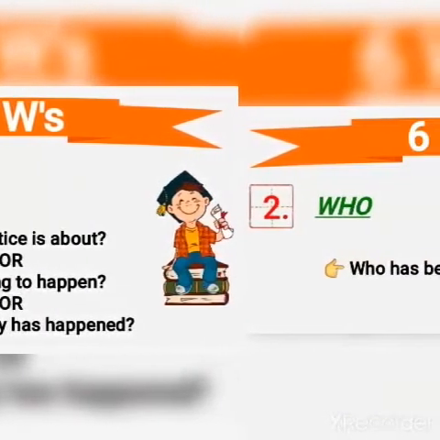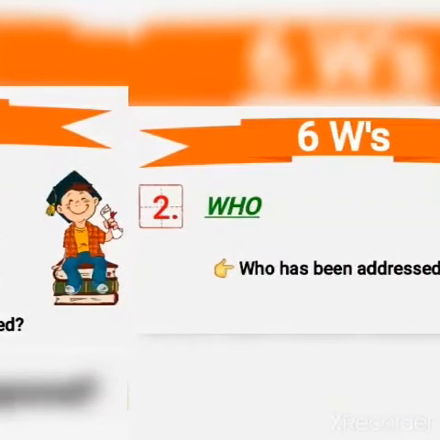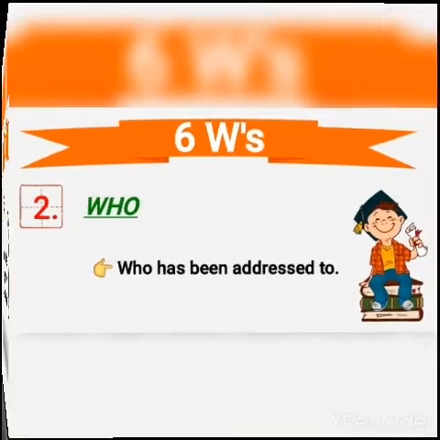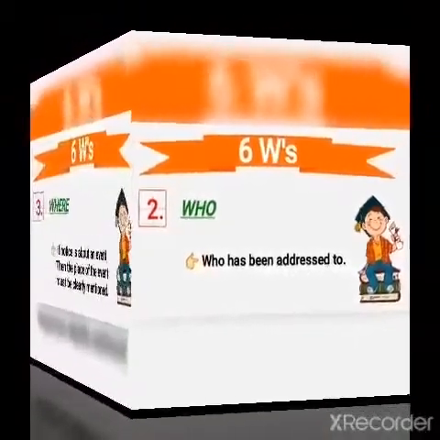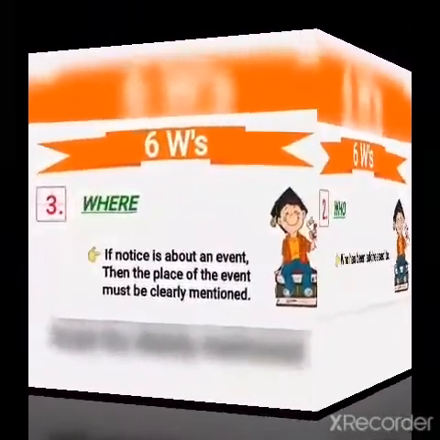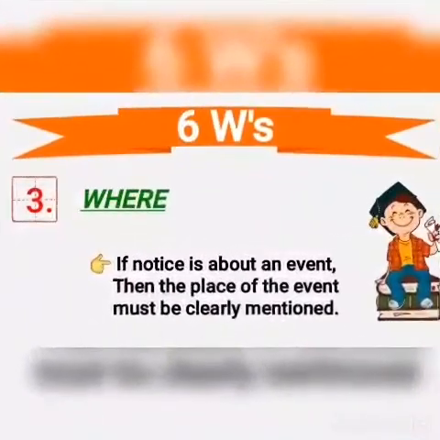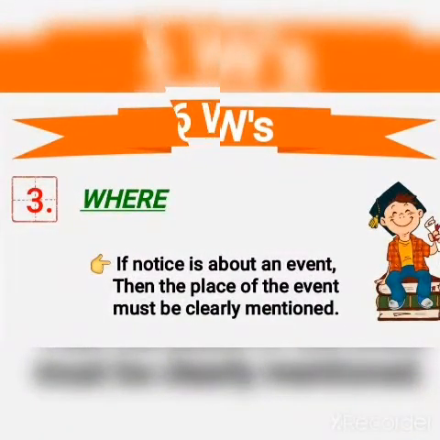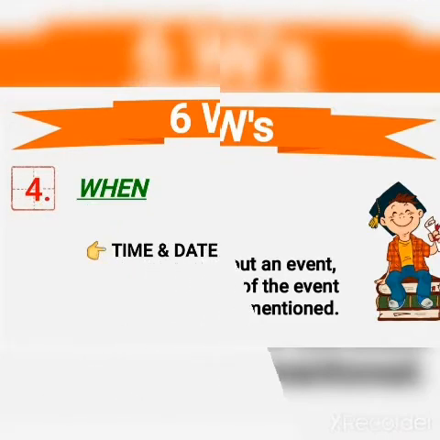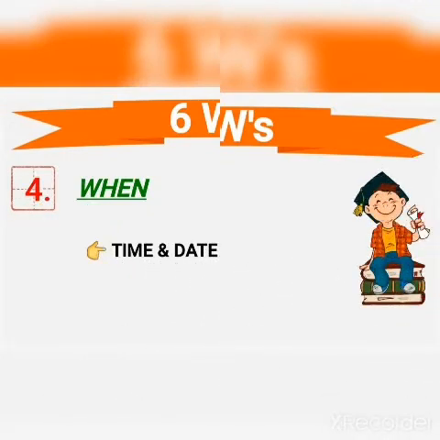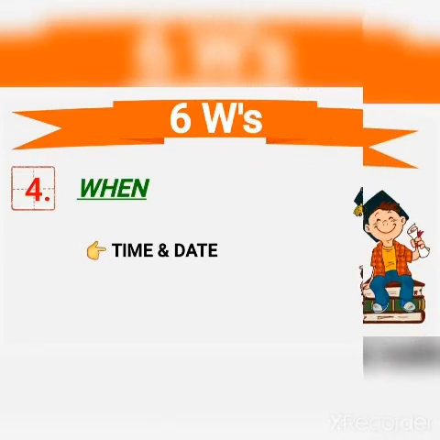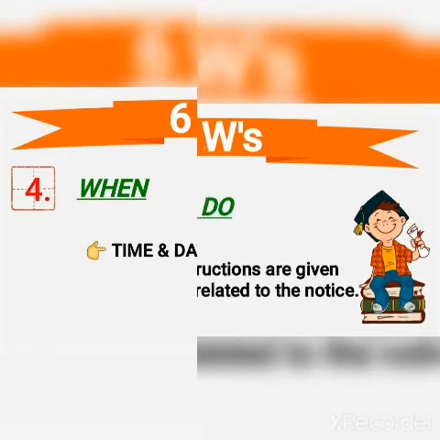Next W is who. It means who has been addressed to. Our next W is where. If the notice is about an event, then the place of the event must be clearly mentioned. Next comes when. It tells time and date when a particular event will be held.